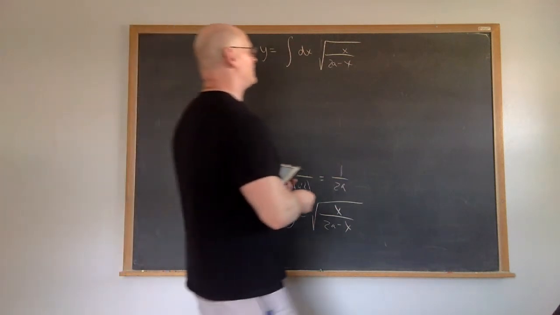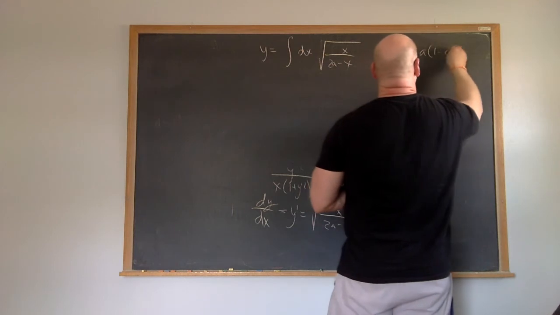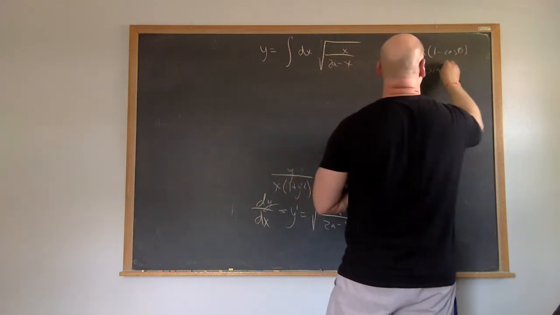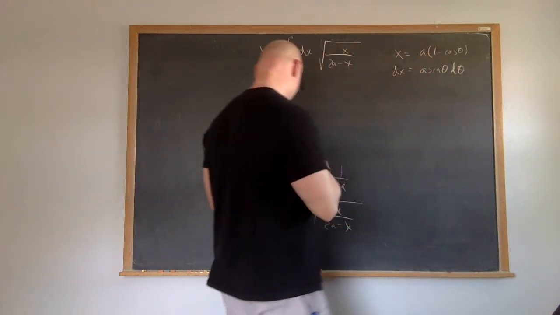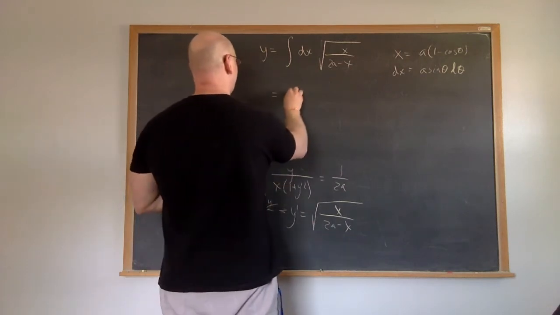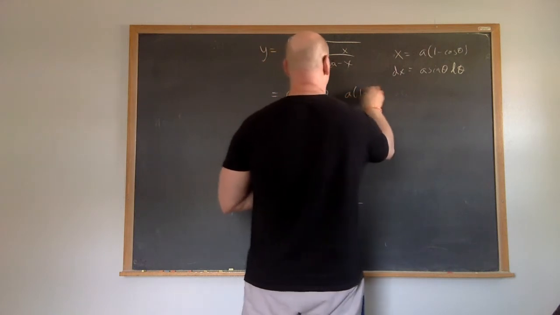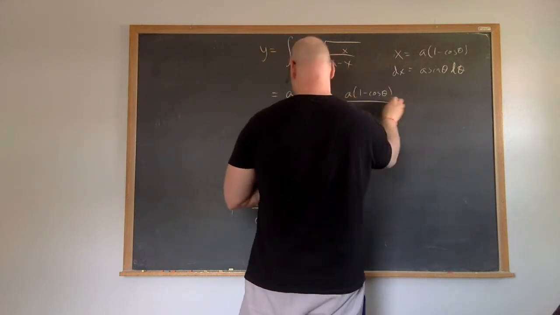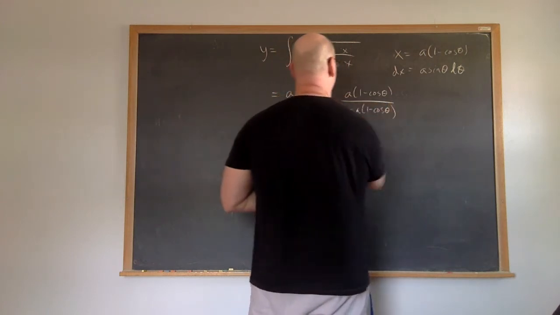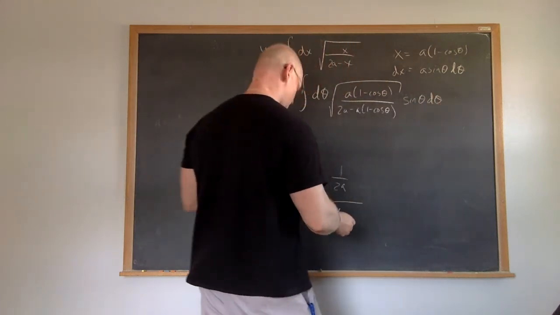So to integrate this guy, we're going to make a change of variables. So let's say x then is equal to a times 1 minus cosine of theta, which means dx then is equal to a times sine of theta d theta. So basically this integral then is going to become a times the integral of a times 1 minus cosine of theta divided by 2a minus a times 1 minus cosine of theta, square rooted, times sine of theta d theta. Oops, sorry, I already had that d theta there.